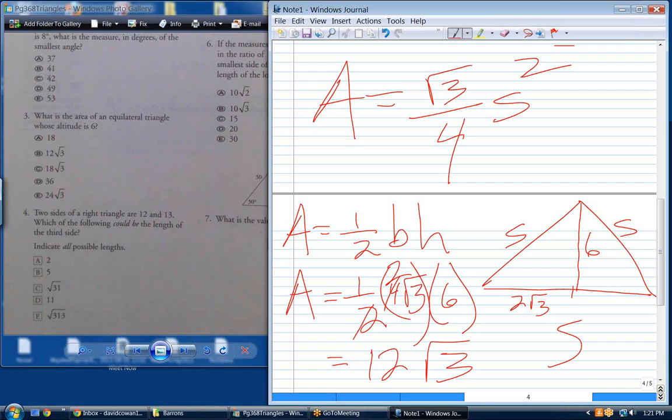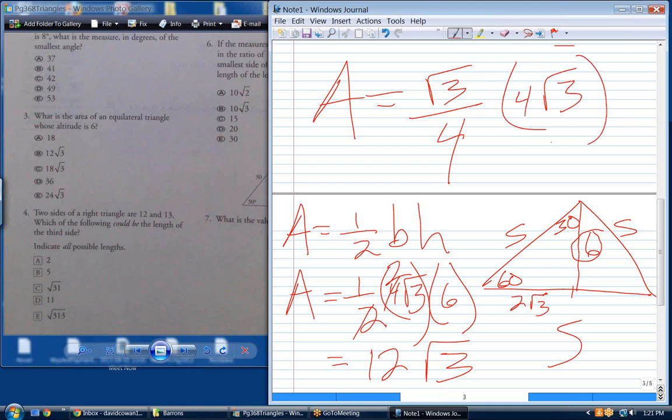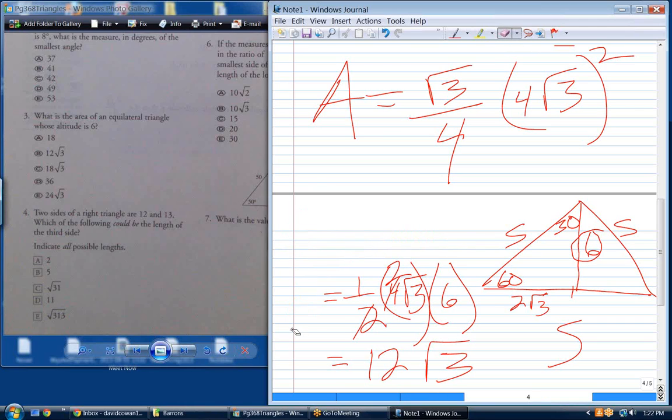Well, they didn't give us that. They gave us the altitude. So since they gave us the altitude, we kind of have to go through the process of figuring out this 30, 60, 90 triangle. There's no other way to do it. Since we don't have an area based on the altitude, we have an area based on the side length. But if they were to give you the side length, notice that the side length here is 4 root 3, right? That has to be squared. So this should give us the same answer. We came up with 12 root 3.